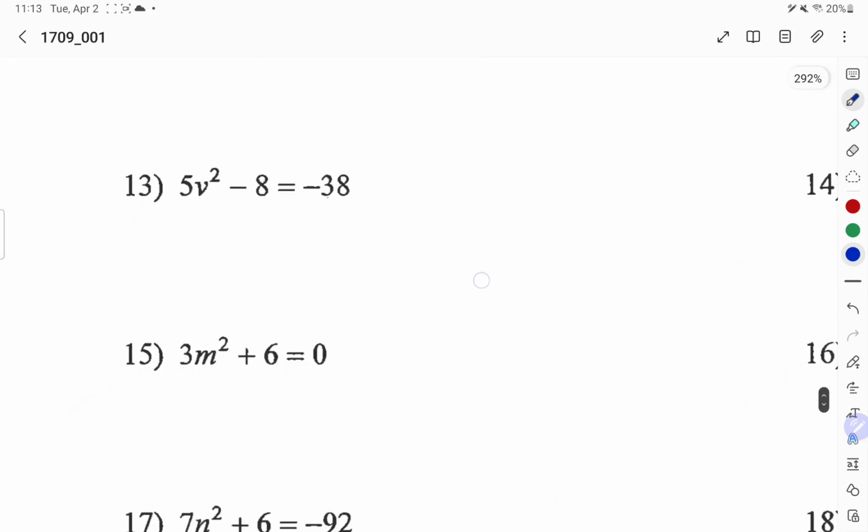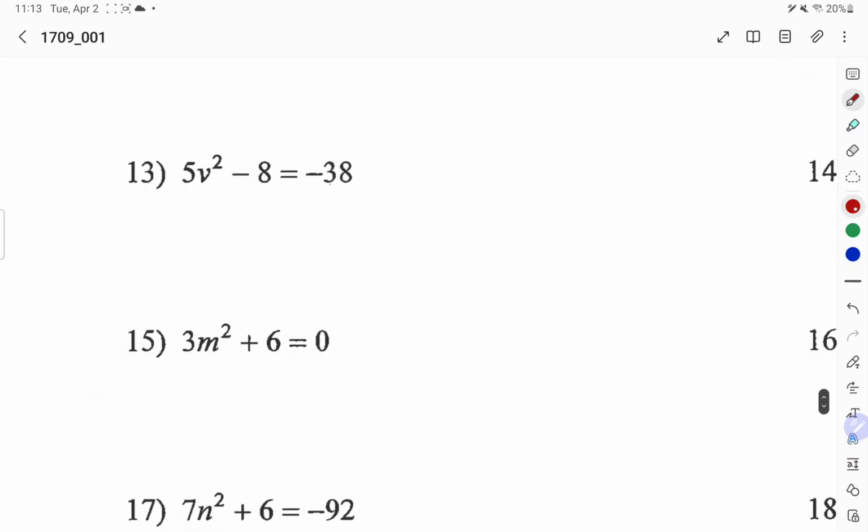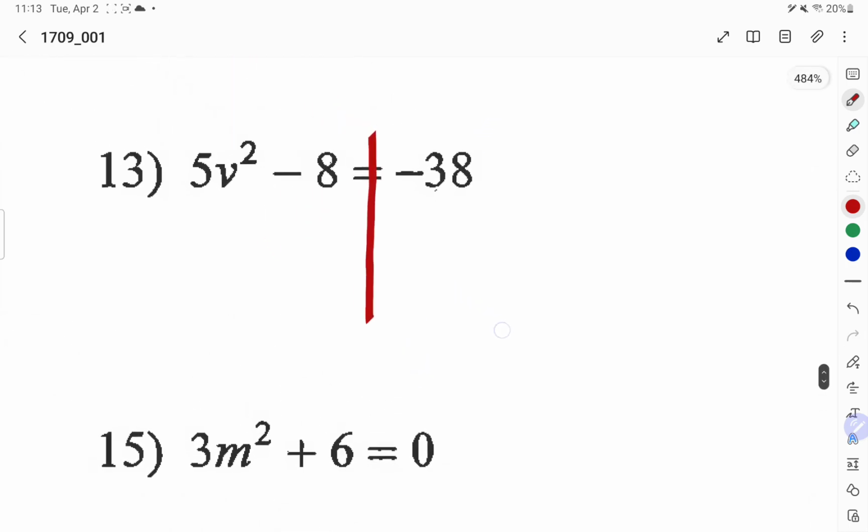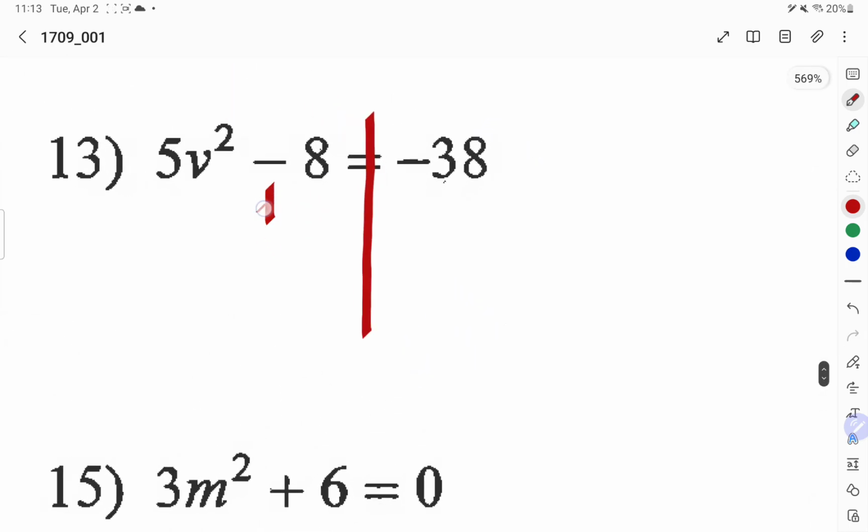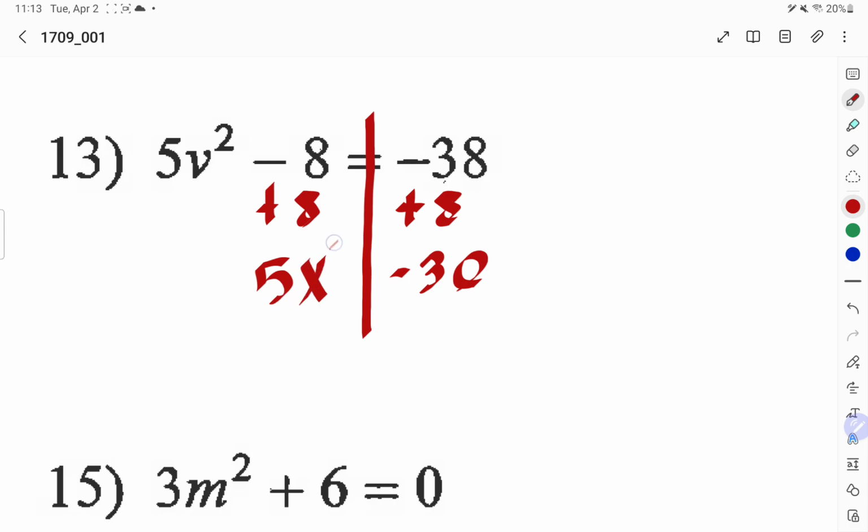So we're going to start with 13. Now, we start the same way. We move everything to the right. So in this case, it's going to be plus 8. Plus 8. That gives me negative 30. Now I have 5x squared equals negative 30. We divide both sides by 5.